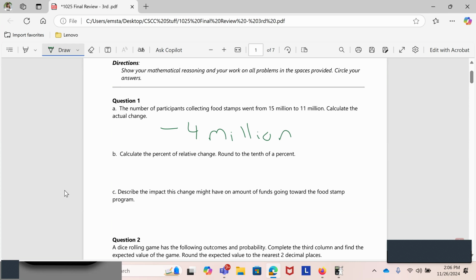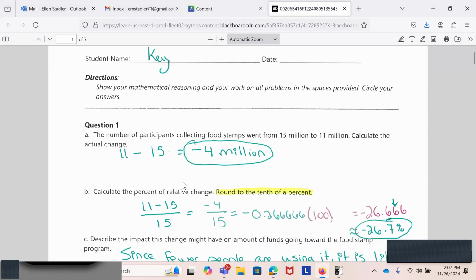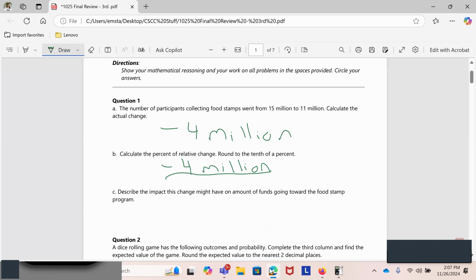That's the actual change. That's exactly how much it went down by. What we want to do is see how impactful that change was, and that's where the relative change comes in. So we're going to take the negative 4 million, which is the 11 minus the 15, and divide it by what the original amount was. So we're going to divide it by the 15 million.